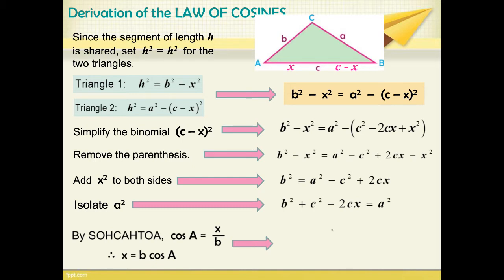Now, replacing x here by b cosine A, we will get b squared plus c squared minus 2bc cosine A equals a squared. And this is how we are able to find the formula for a squared under the cosine law. Okay.